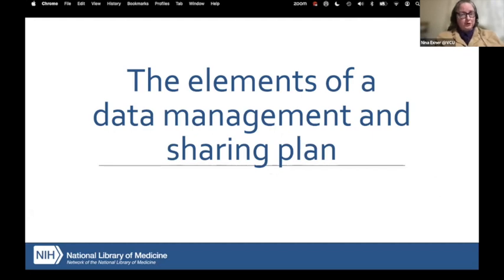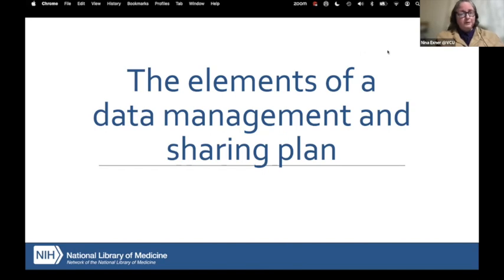You've just heard a sort of whirlwind tour of the data management and sharing plan and policy, and then some of the possible ways to implement your support for it. We're now going to go back again from that overview to a deep dive into the 6 elements of the data management and sharing plan. So we're going to repeat what you've already heard, but at a much deeper level.